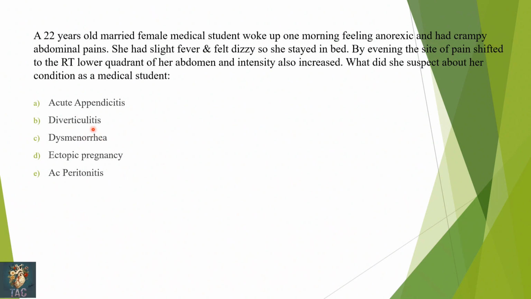So please remember, in diverticulitis the pain is usually on the left side. Either it is dysmenorrhea or it is ectopic pregnancy. In both of the conditions, first there is no fever and secondly there must be a history of the menstrual cycle or the gestational amenorrhea, which is not mentioned, and these are not the typical features of the acute peritonitis. So we are left with the acute appendicitis and this is the answer.